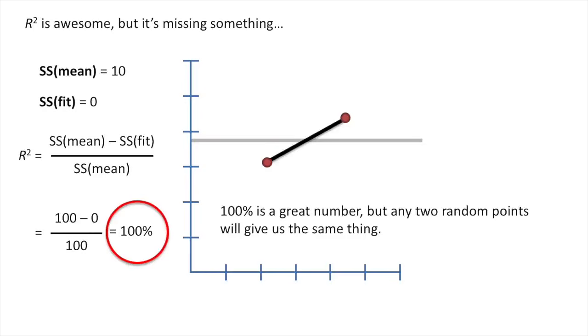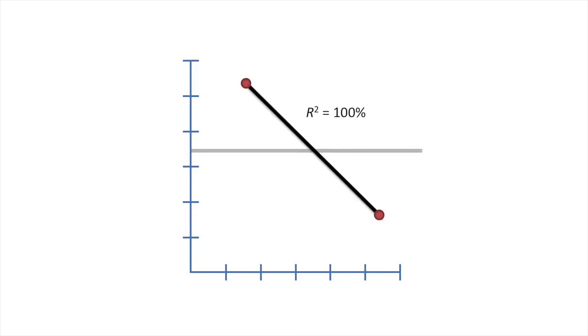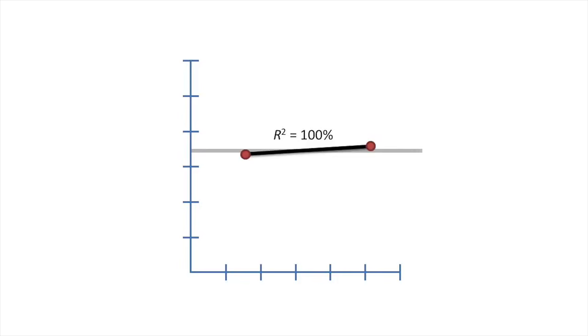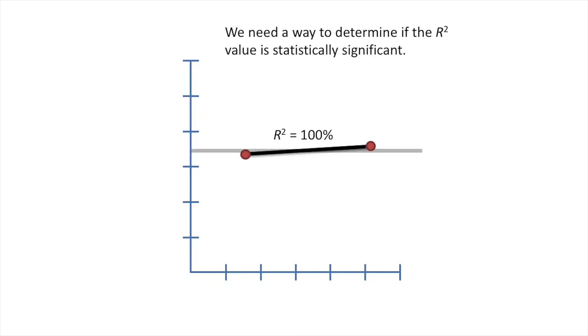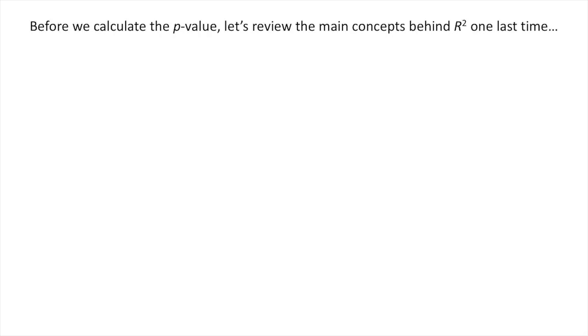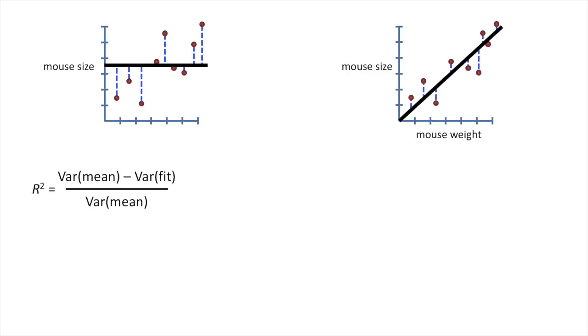100% is a great number. We've explained all the variation, but any two random points will give us the exact same thing. It doesn't actually mean anything. We need a way to determine if the R squared value is statistically significant. We need a p-value. Before we calculate the p-value, let's review the main concepts behind R squared one last time.